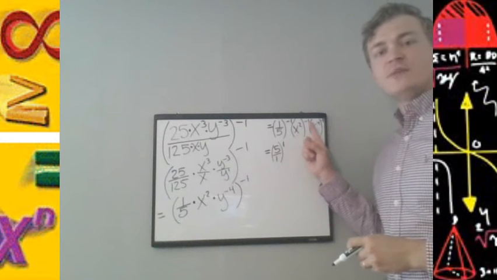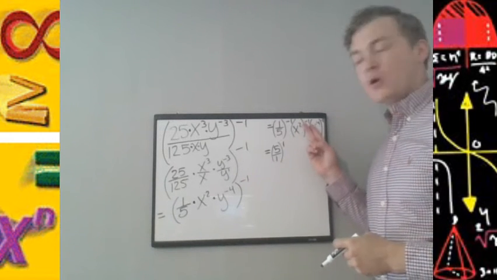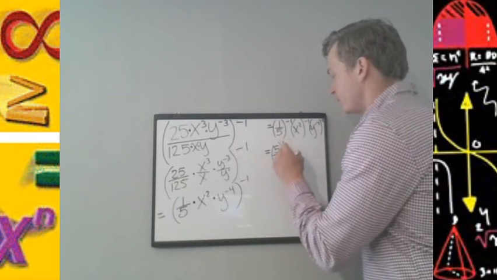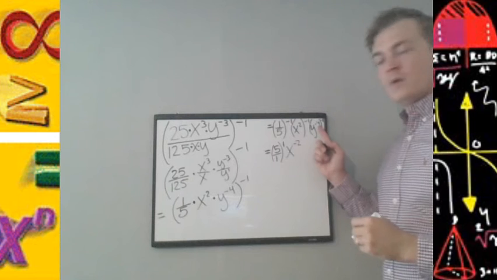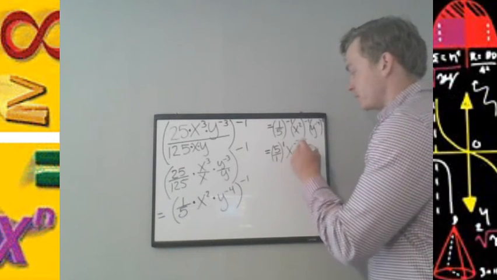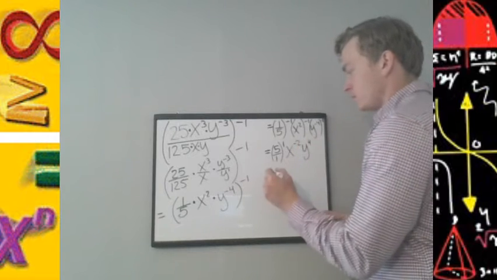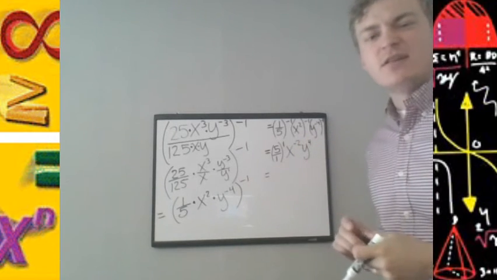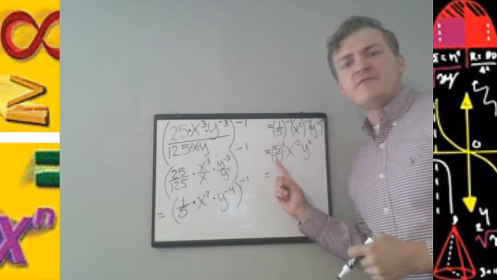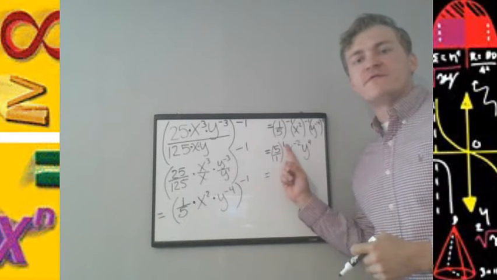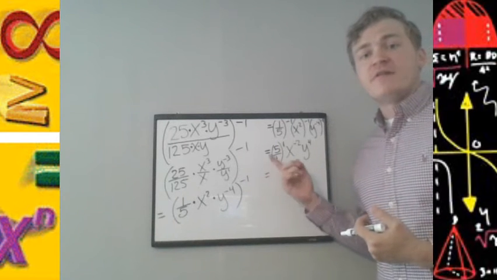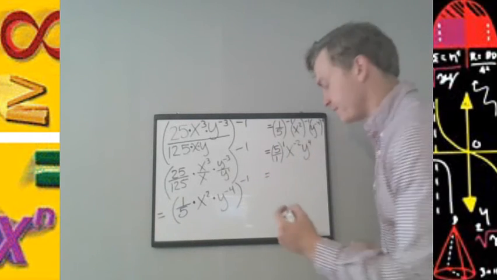X squared is being raised to the -1, multiplying the 2 and the -1, -2. -4 multiply -1, +4. So now we need to look to simplify this. 5/1 to the first power. Well, first off, 5 divided by 1 is just 5. 5 to the first power is 5.